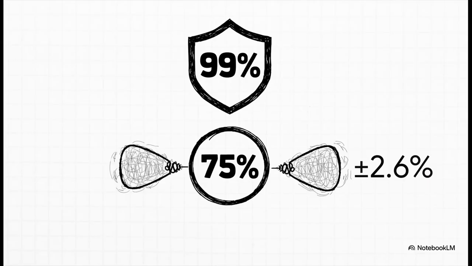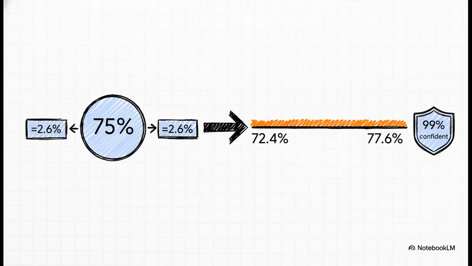But of course, the researchers didn't just stop there. They also calculated their margin of error. And for this survey, with a very high 99% confidence level, the margin of error was plus or minus 2.6%. So now you just do the simple math.